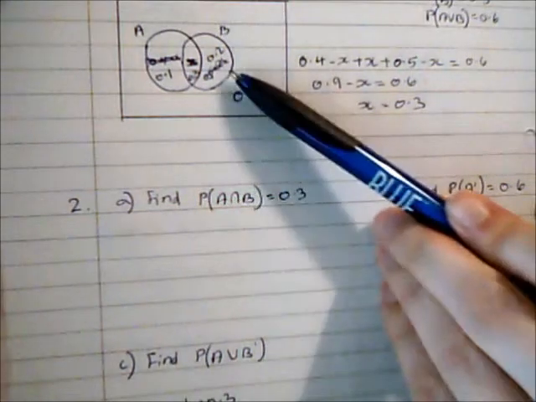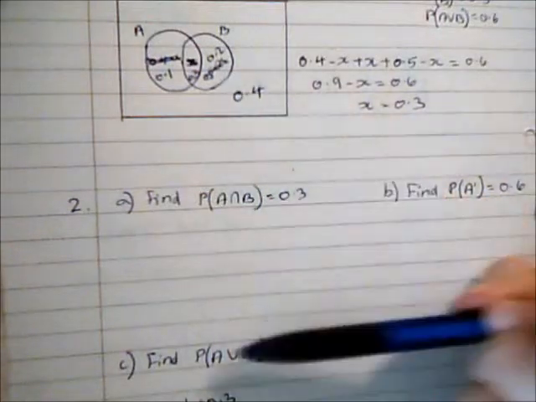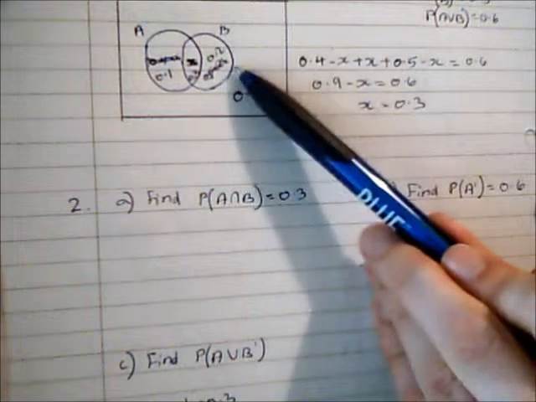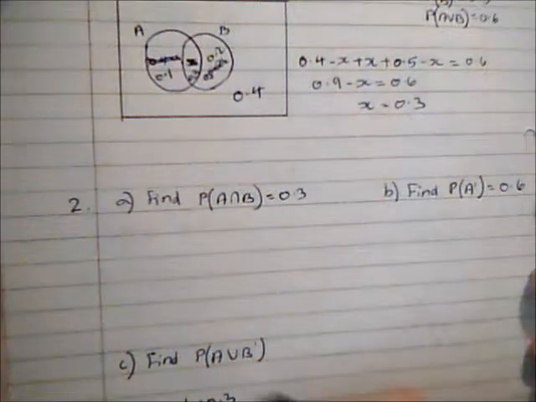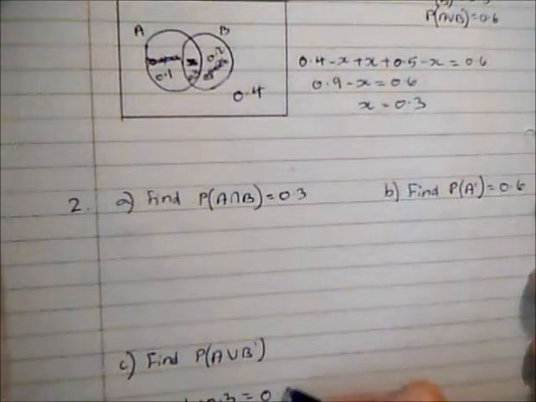Now this region, well, that's not in A, so it doesn't meet the first part of the criteria, and it is in B, so it doesn't meet the second part either. So that's my total probability here. So 0.4, 0.1 and 0.3 is 0.8.